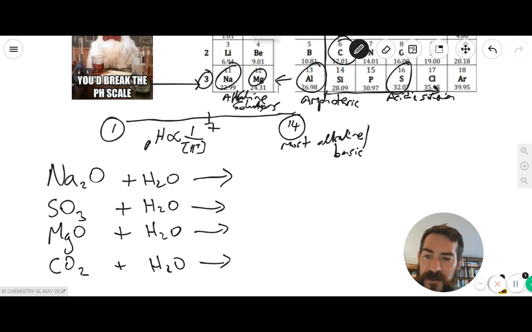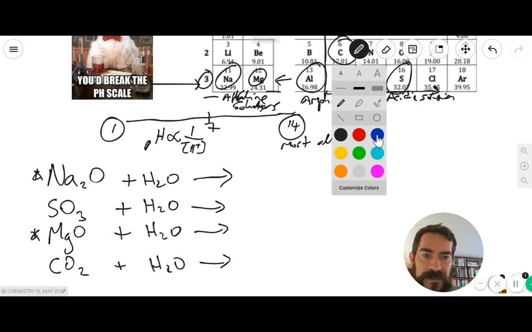So to remember here, all of these oxides will either produce an alkaline solution or an acidic solution. So we said that sodium and magnesium are in groups 1 and 2 on the periodic table, as we spotted up here before, and so therefore they should be giving us alkaline solutions.